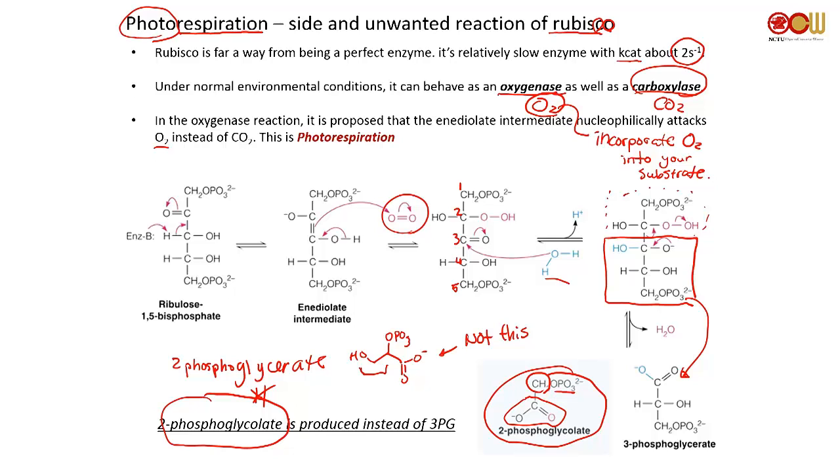So 2-phosphoglycolate, not 2-phosphoglycerate. If it's 2-phosphoglycerate, you can do stuff with it. But 2-phosphoglycolate is a 2-carbon intermediate that you cannot do anything with, okay? All right, so 2-phosphoglycolate. Glycolate is a 2-carbon metabolite.